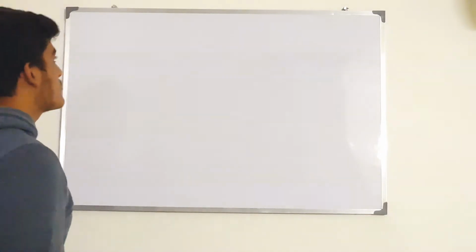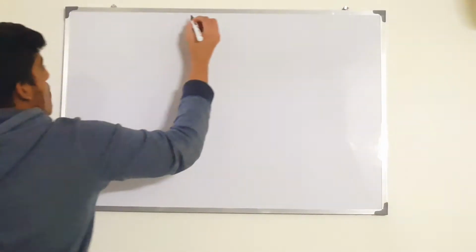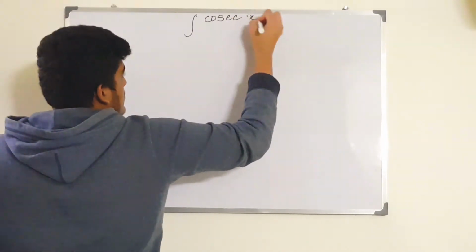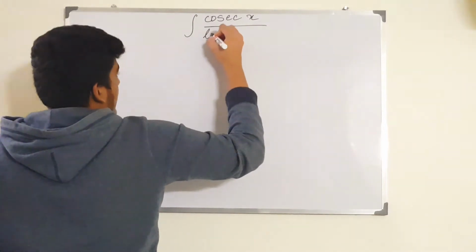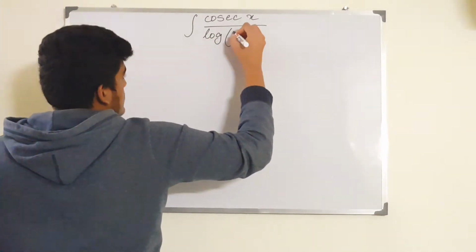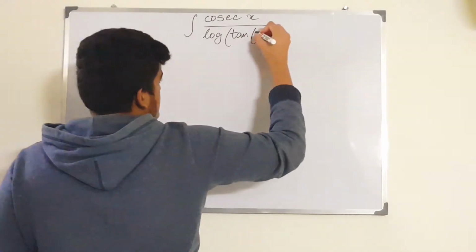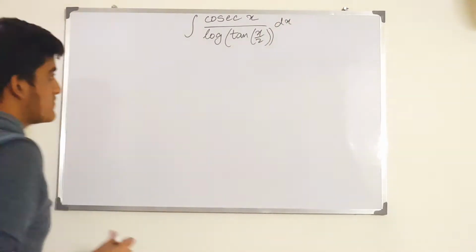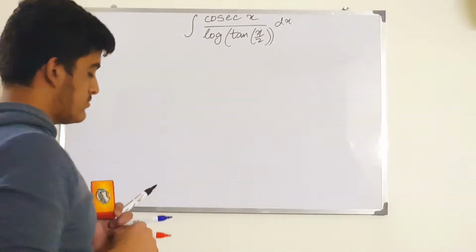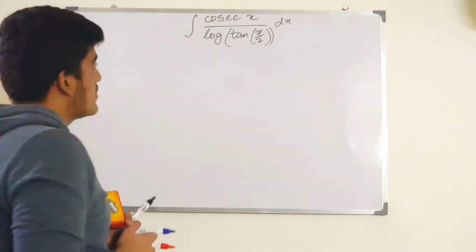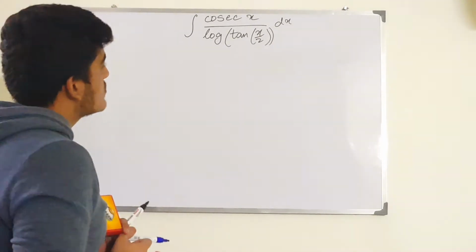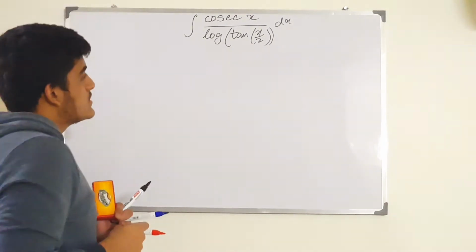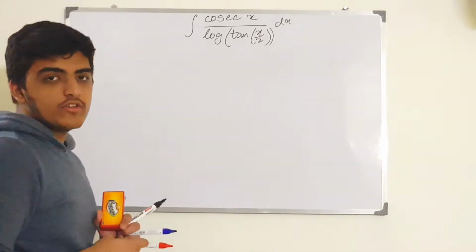And here is the final sum that I'm going to demonstrate in this video. Cosec x divided by the log of tan x by 2 dx. There is seemingly no way to solve this sum at first glance, but when we think, we employ the use of substitution again over here.